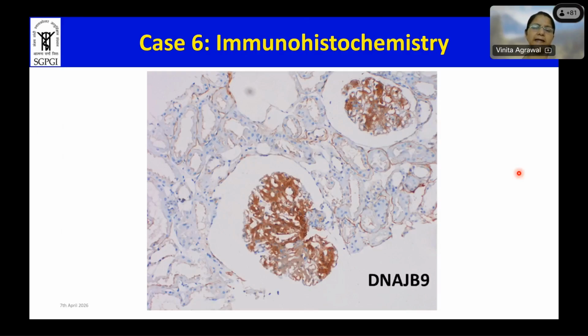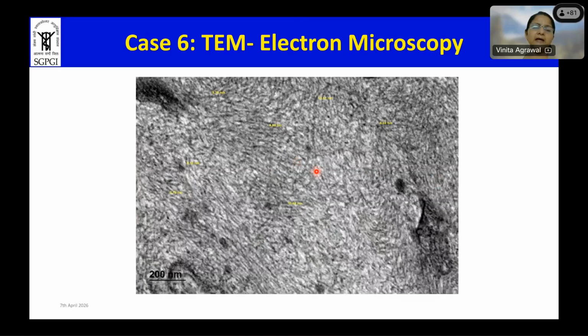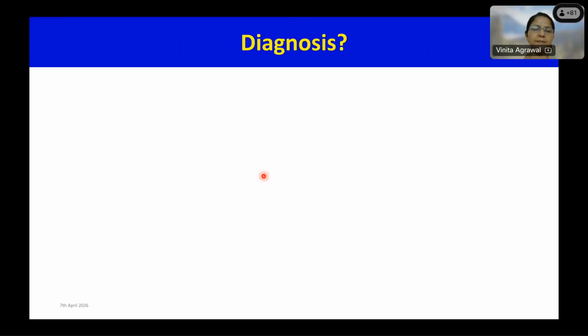And this is a typical electron microscopy of this case, that we found a large number of fibrils. In amyloid also we find fibrils, but in amyloid the fibrils are very thin as compared to fibrillary glomerulonephritis. And why are these known as organized deposition diseases? Because on electron microscopy these deposits are organized into fibrils or tubules or crystalline structures and so on. So in this case, the diagnosis was fibrillary.